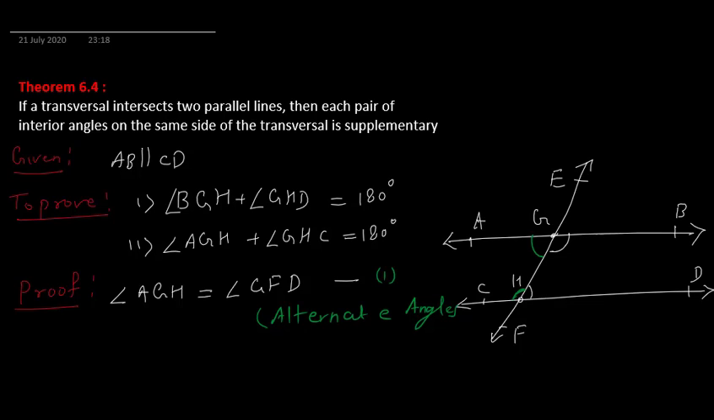Now angle AGH plus angle BGH, if we add, their addition is 180 degrees. This is second equation. AGH plus BGH is what? AGH plus BGH. Okay, they are linear pair angles. So their addition is 180 degrees. You can say that linear pair axiom.